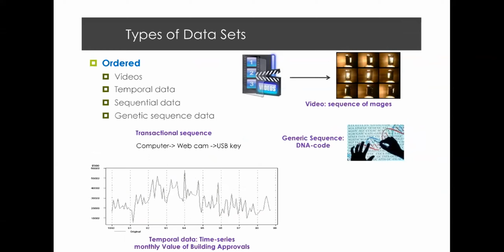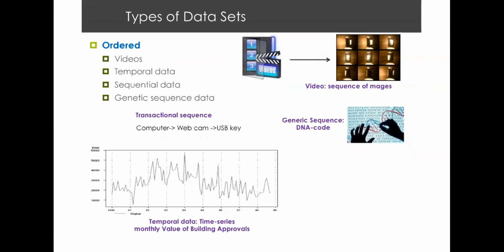Webcam and USB, we use temporal data and watch data. That is temporal data and time series, monthly values, and so on. This is the sequence of images: on a time basis, you print the images. Simply, you can say you print the data in order. That is sequential data: voice, videos, temporal data, genetic sequence data. All of these you call the ordered data set.